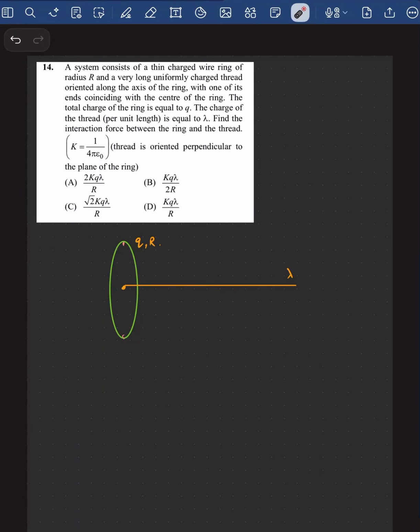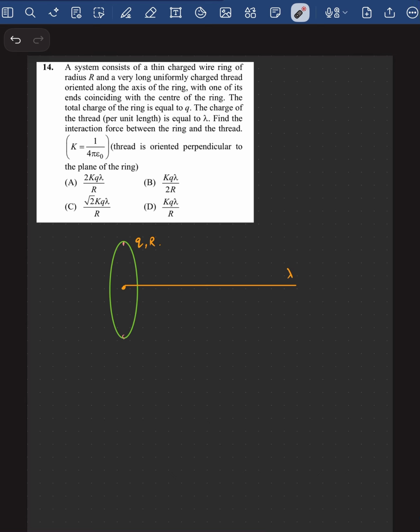Hey guys, so this was one of your homework questions. Here in this question, you have a system, and the system consists of a thin charged wire ring of radius capital R and a very long uniformly charged thread, which is oriented along the axis of the ring, right? So you have a charged ring, and you have a semi-infinite rod, which is oriented along the axis of the ring with one of its ends coinciding with the center of the ring. So one of its ends is present at the center of the ring.